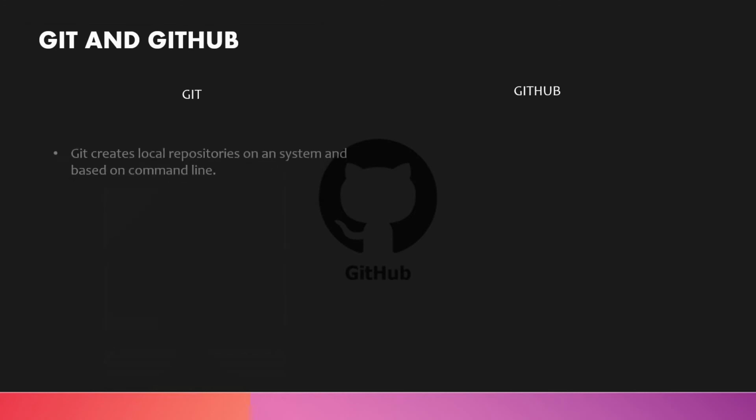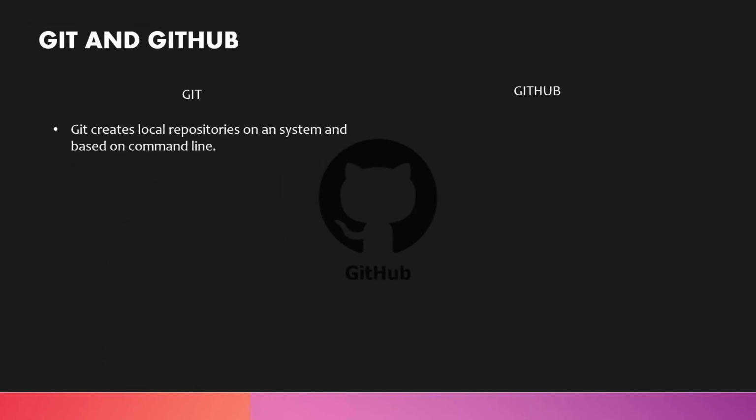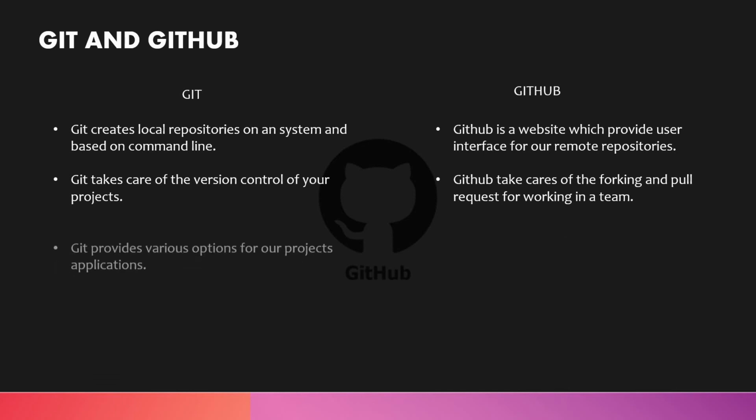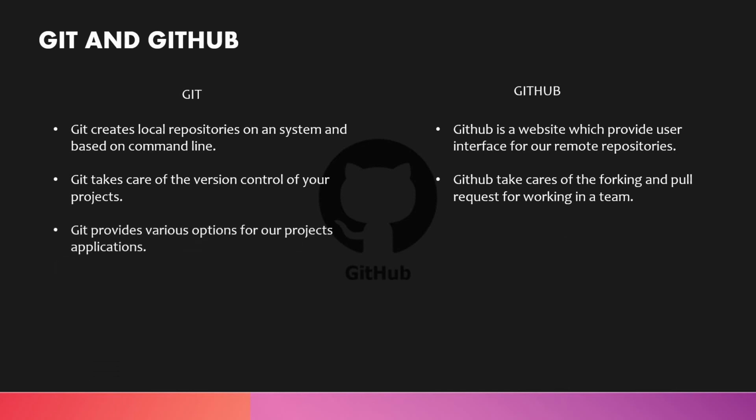Git creates a local repository on a system based on the command line, and GitHub is a website which provides a user interface for a remote repository. Git takes care of version control of your project, and GitHub takes care of forking and pull requests for working in a team. Git provides various options for our project applications, whereas GitHub provides multiple system access for one project.